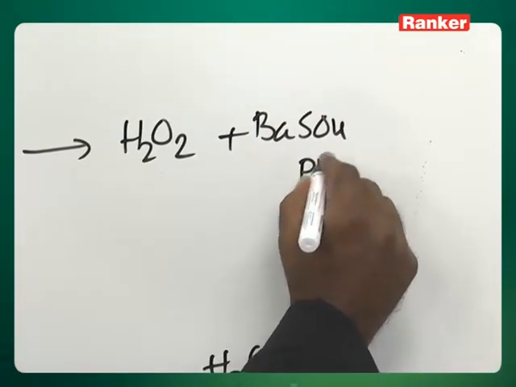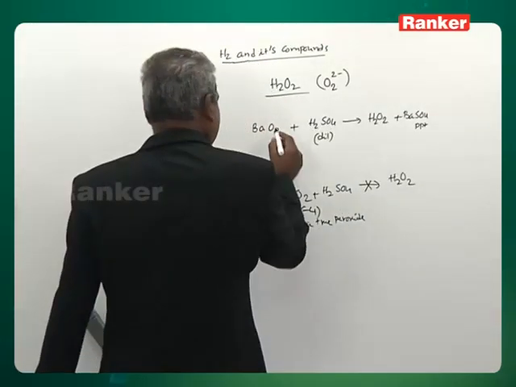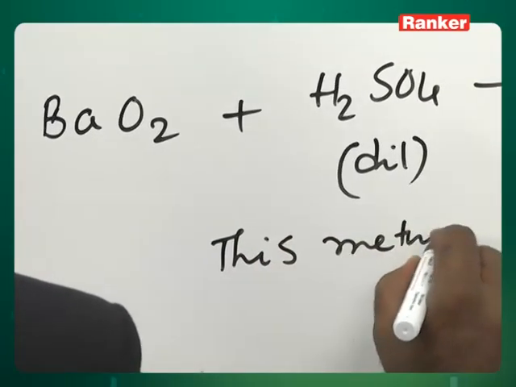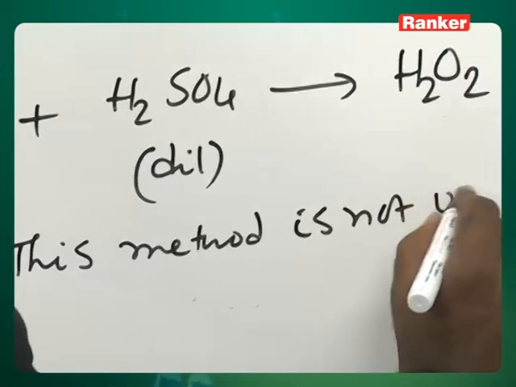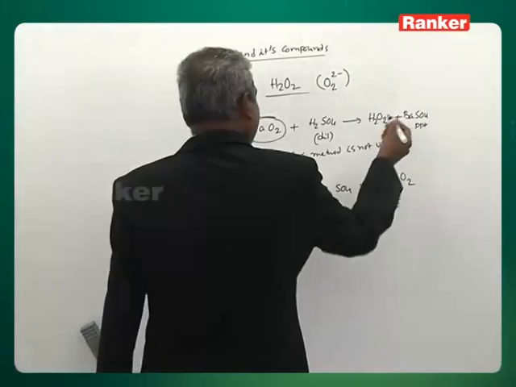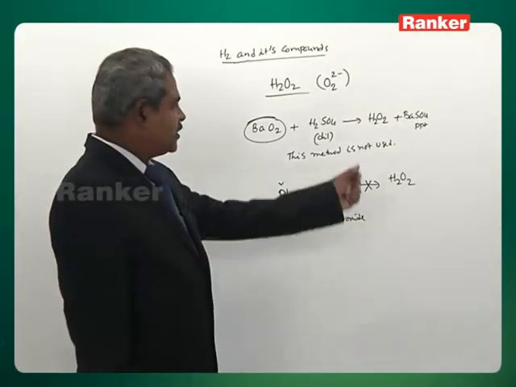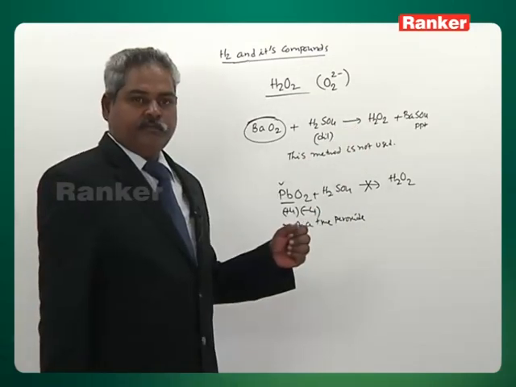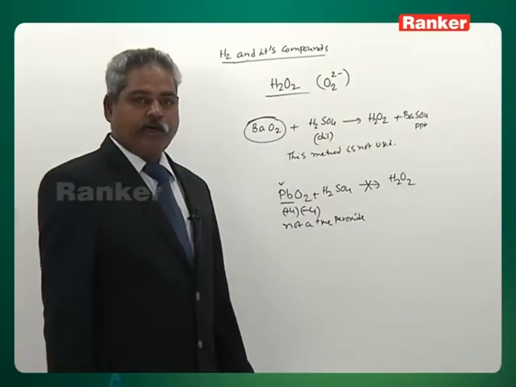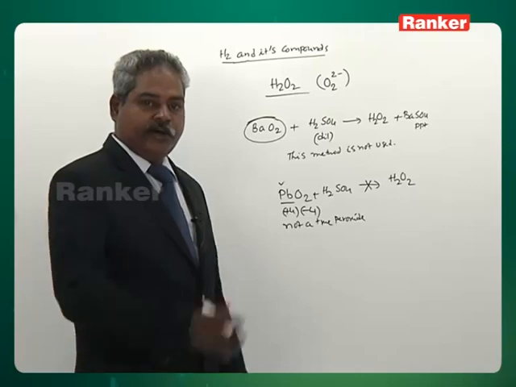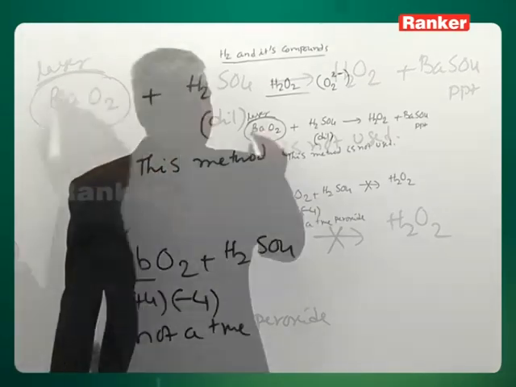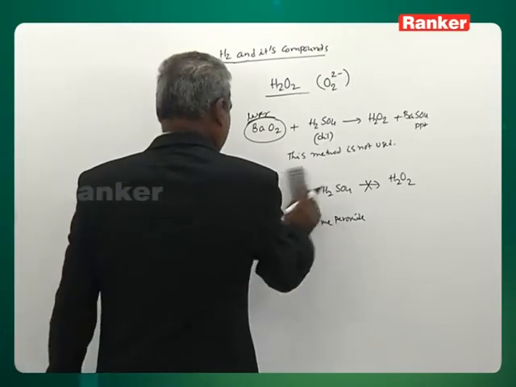This BaSO4 precipitate forms a layer on this BaO2. Therefore, this method is not used, because BaSO4 forms a layer. That is the role of BaSO4. Wherever you have BaSO4, it doesn't allow the reaction to go further. It almost acts like a negative catalyst. You find BaSO4 at many places where the reaction does not go to completion. It stops midway through. Though you get H2O2, this is not used.